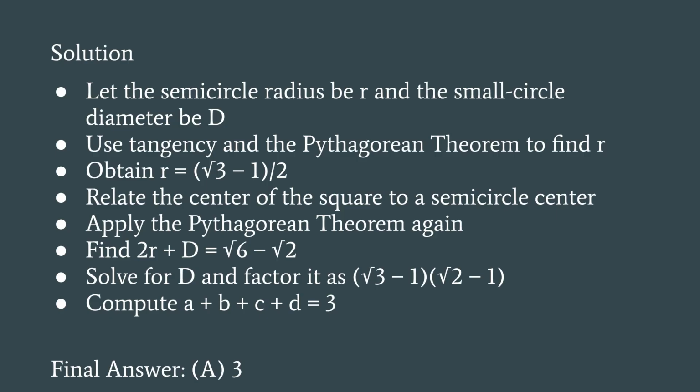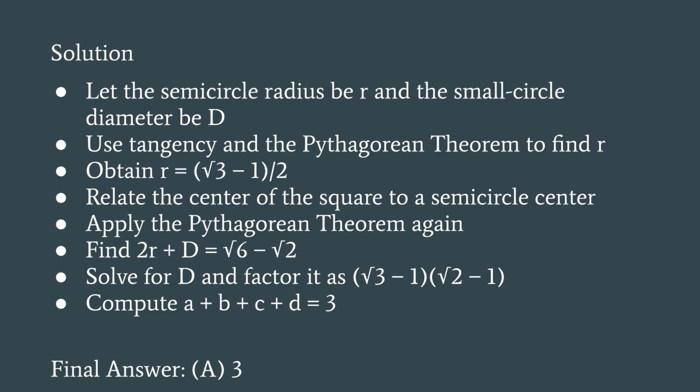Let the radius of each semicircle be r and let d represent the diameter of the small circle in the center. Because adjacent semicircles are tangent, the distance between their centers must equal the sum of their radii, which is 2r. Looking at the right triangle formed by two neighboring centers, one leg has length r and the other has length 1 minus r. Applying the Pythagorean theorem gives an equation relating these lengths. Solving that equation yields r equals root 3 minus 1 all over 2.